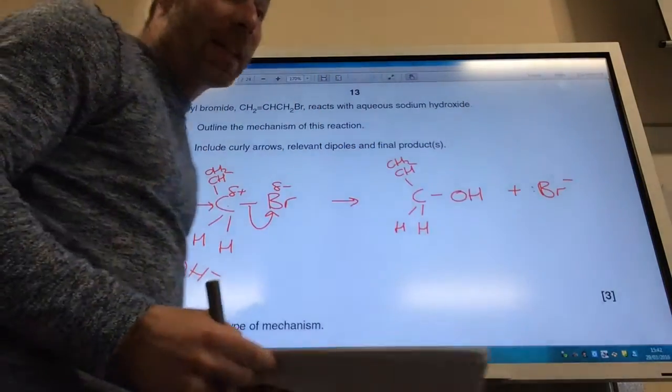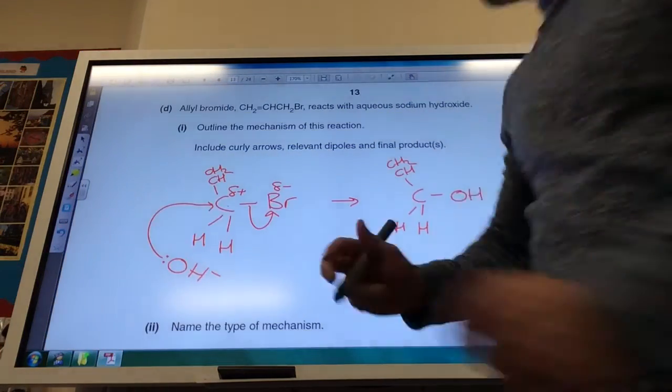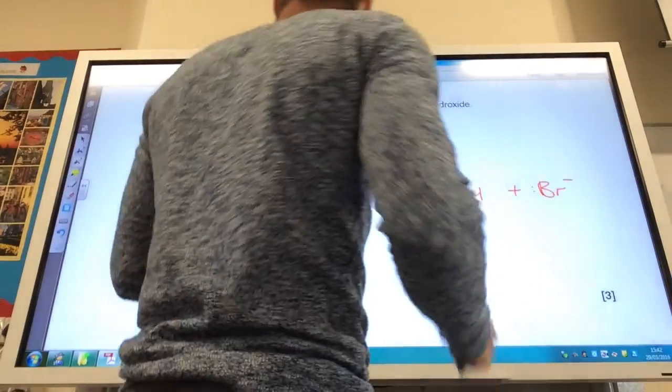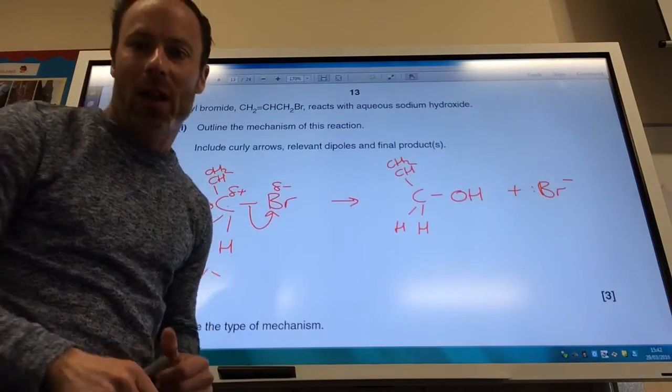Name the type of mechanism. That is, of course, nucleophilic substitution. It's substitution because I replace my bromine with OH. And this is going to be a nucleophile because it's attracted to the delta plus carbon.